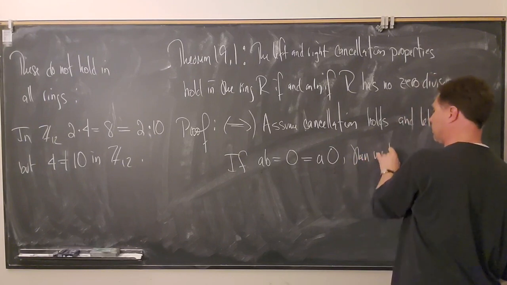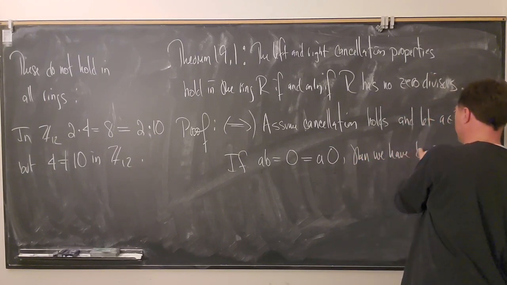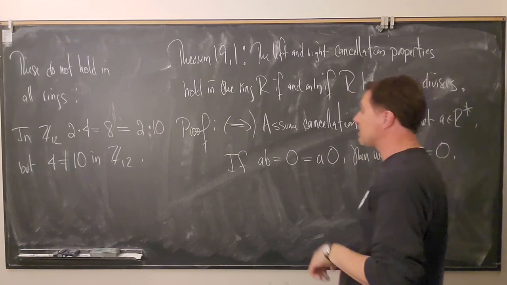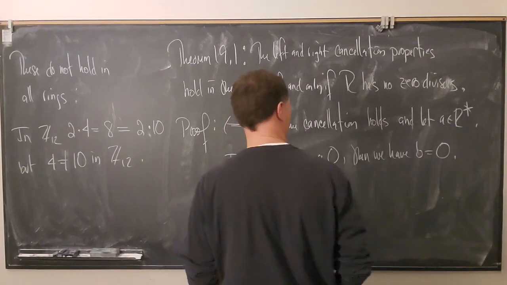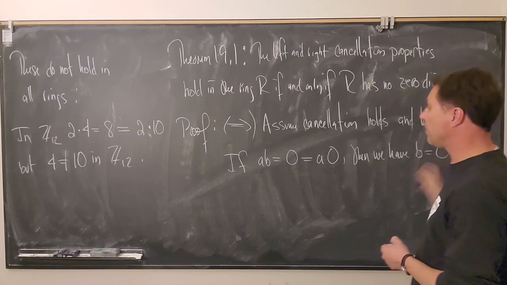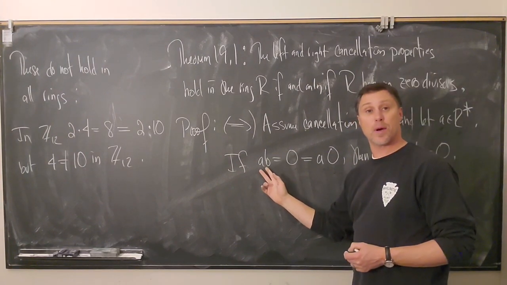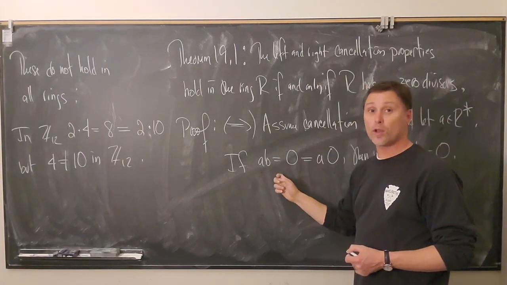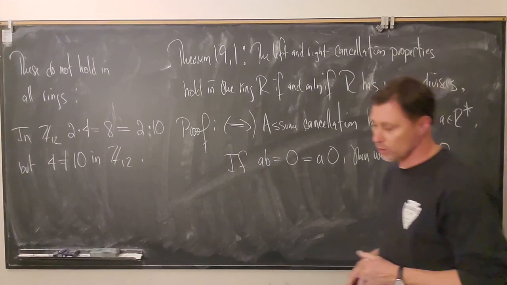Then we have B equals 0. So that tells us that A could not be a zero divisor. So no matter what non-zero element I choose, if it multiplies times some other element to give us 0, that other element has to be 0, right? So there's no zero divisors.